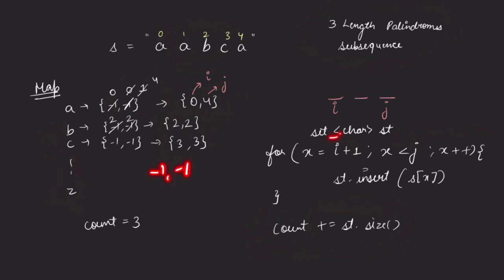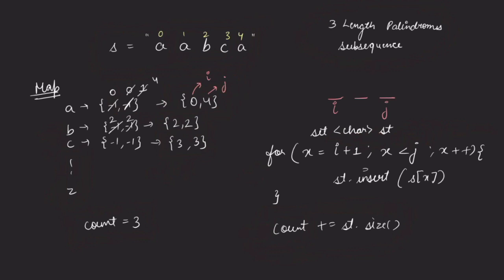So if you see, minus 1 plus 1 will be 0. And this is j is minus 1. 0 is not less than minus 1. So for any of these, it will not go inside the loop, right? So at the end, your count will be 3, which is the actual answer for this particular case, right? So this is how we can solve our problem.